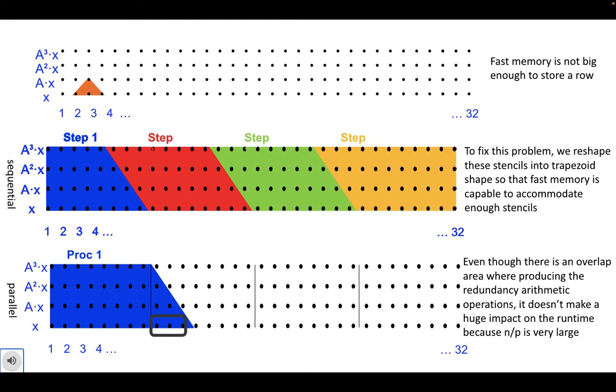And in parallel computation, we need to care about the communication between processors. So we see the stencils in the boundary area of each processor can generate an overlap area. In the overlap area, two processors will perform the same arithmetic operations, but it doesn't matter because the bottleneck is limited by communication. So as long as the communication is not very high, we can tolerate the impact of the redundant calculation from two processors.